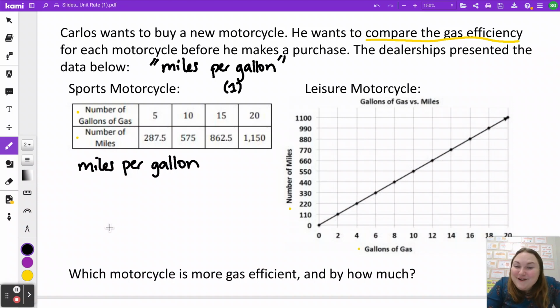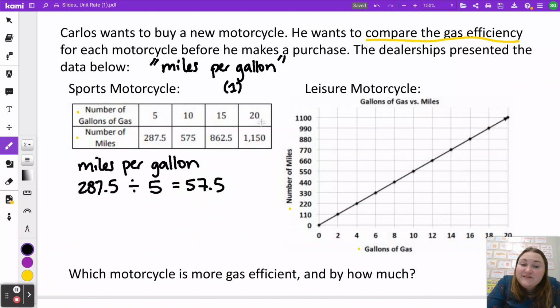You've got 4 different options of how you could do this. Maybe you used the first pair of numbers and you said 287.5 miles divided by those 5 gallons of gas. Remember, I'm using the order of these words to help me decide the order of my division. If you do that division problem, it would give you 57.5. But you could have used any of these, right?